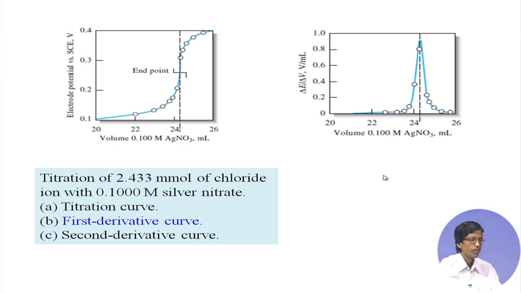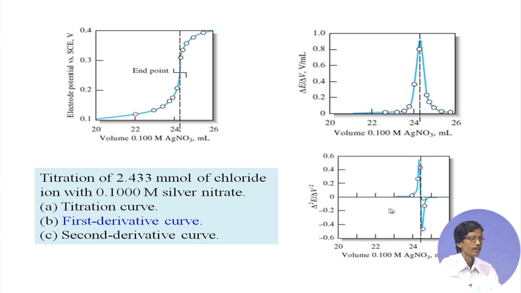This is the first derivative plot, and the most interesting one is the second derivative. If you plot del square E by del V square, that means the change in the potential values with the change in the volume, the potential is changing from 0.1 to 0.4. But when you plot the derivative, it goes from 0 to some value, and then the derivative goes back. So, in both directions you have this, and you find where it crosses your baseline. You have to find this particular baseline crossing, and this is your end point.